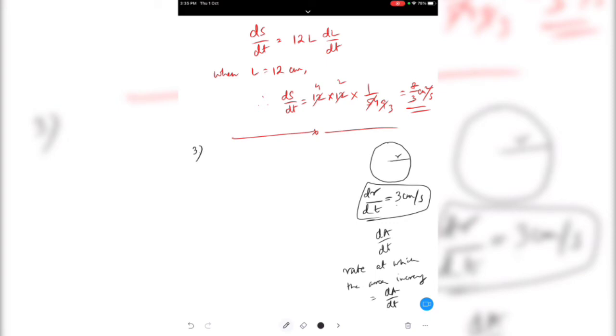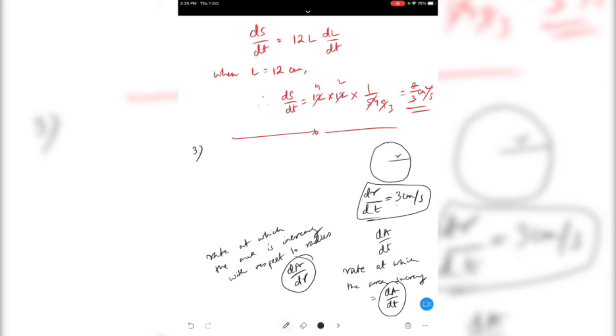Now, if the same thing comes, the rate at which the area is increasing with respect to radius, so they're asking you the rate of increase of area with respect to radius, then it means dA/dr. So if they don't say anything with respect to something, then you have to assume that they're talking about time. But if they say with respect to radius, then it means dA/dr.